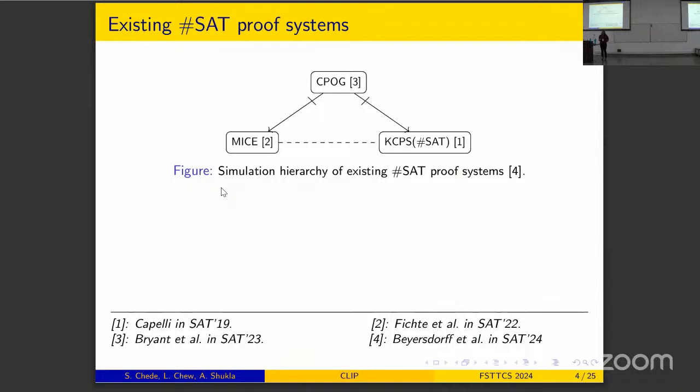Before that, what are the existing systems in proof complexity? There are three main systems here. First introduced was KCPS, knowledge compilation proof systems. These have a decision DNNF as a base. This is a static system. So given a formula, it will need a decision DNNF and a proof that the decision DNNF is equivalent to the given CNF formula. And model counting is easy in decision DNNF, so this is a valid system.